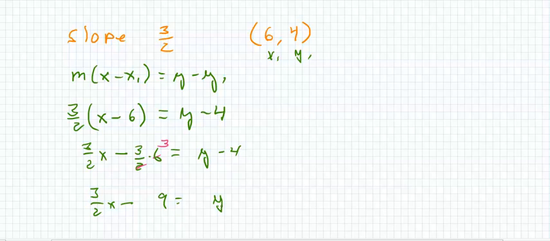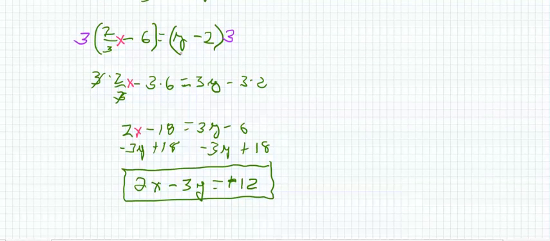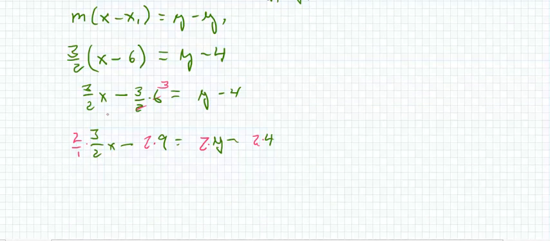equals y minus 4. To kill the fraction, we're going to multiply everything by 2. Previous problem, I used parentheses and distributed. Either way is acceptable. 2's cancel, which is why we did it. We end up with 3x minus 18 equals 2y minus 8.